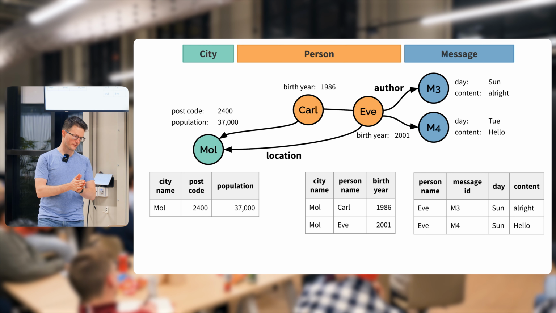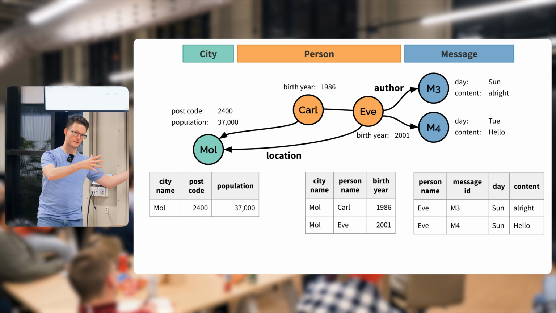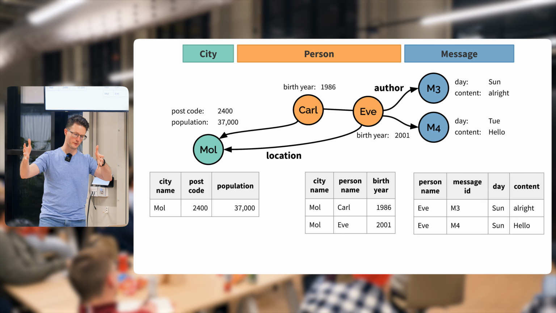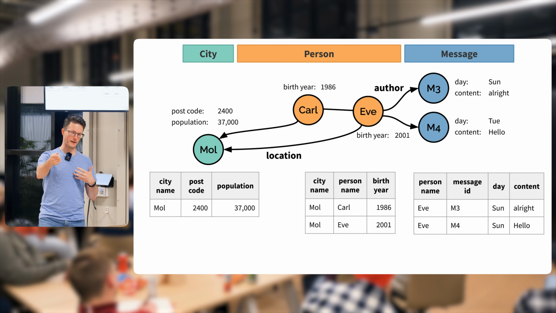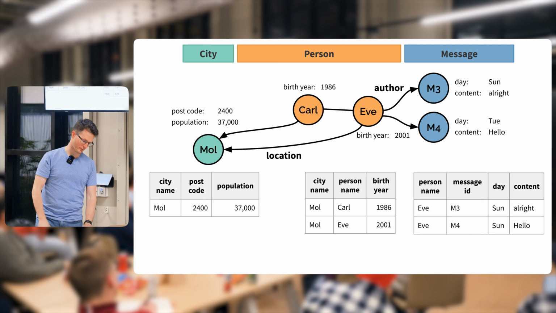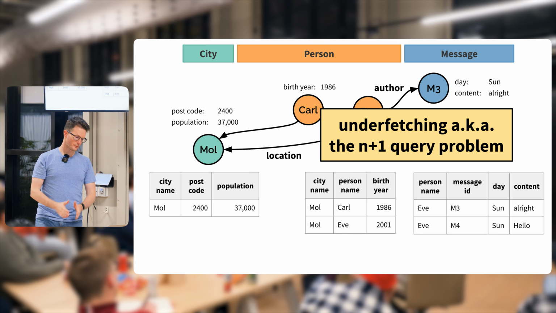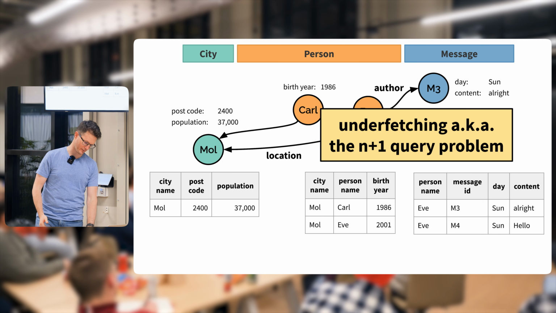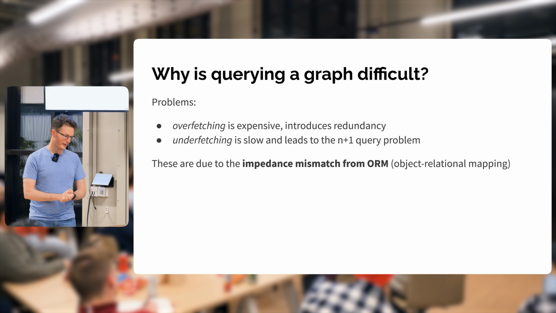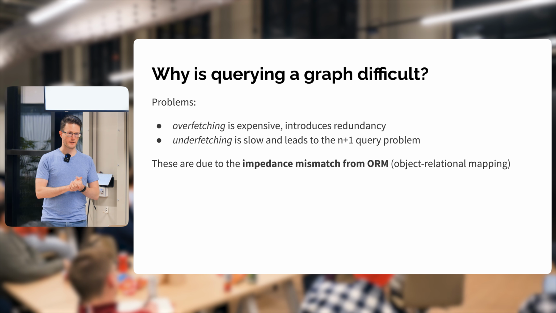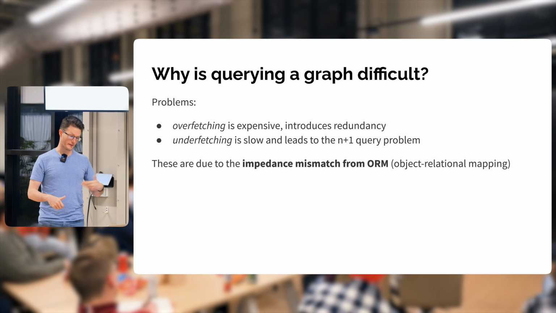So what we can do instead is that we can first get the town, then we can get the people who live in it, and then we can get their messages. So we keep going back and forth on the wire, and we keep fetching the data that will give the next entity and the next part of the data. This is known as underfetching, or the n+1 query problem, because we always need to do one more query just to get the data that we want.